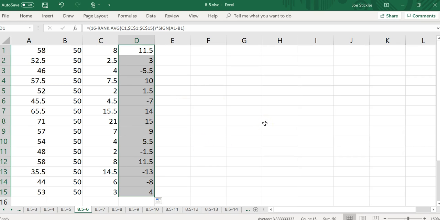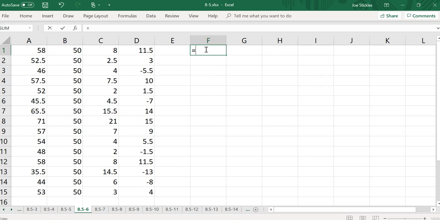Back over in Excel, this was our ranks. We want to add these up. That's our Wilcoxon statistic, the sum of the signed ranks. So I literally just added up D1 through D15.